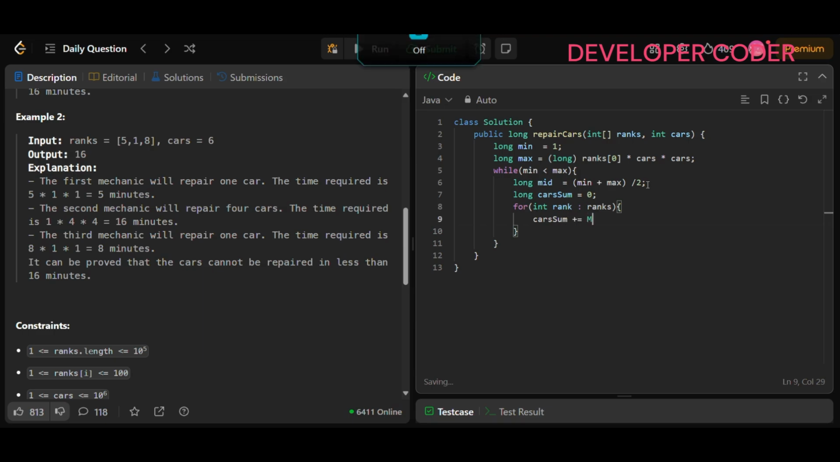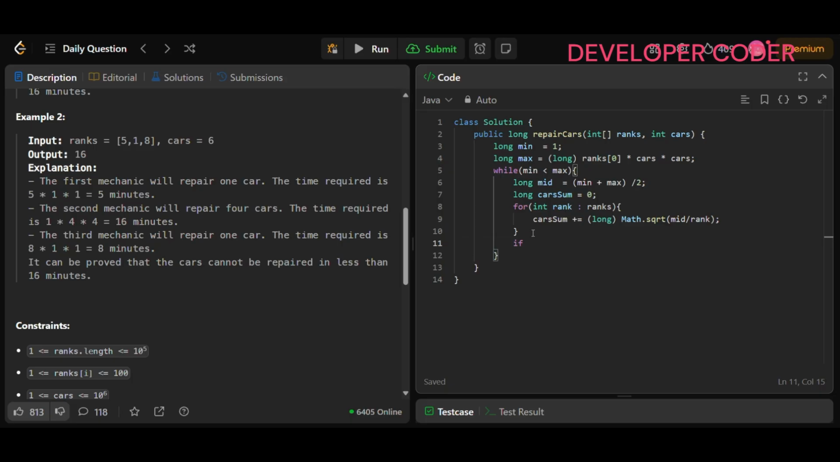So here math dot square root, the formula that we have derived. What we have to write is mid divided by rank, and this should be in long, whatever value I'm writing should be in long. Done. And here we have to write the logic.